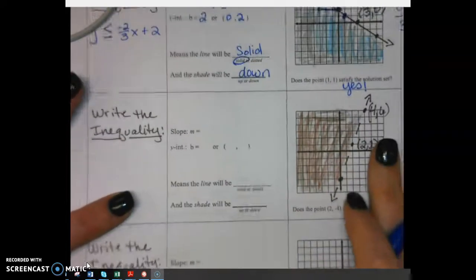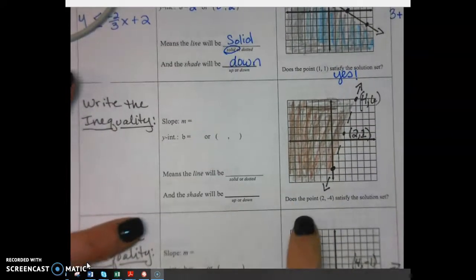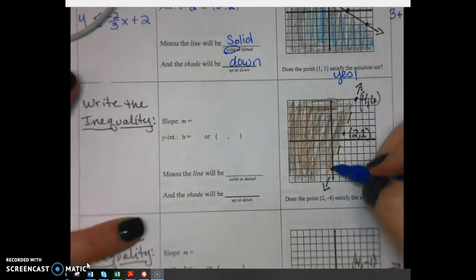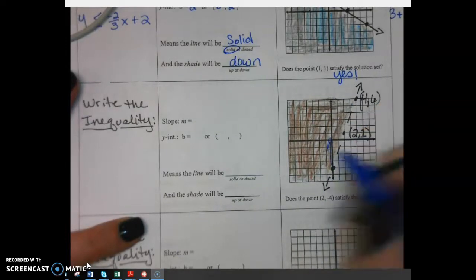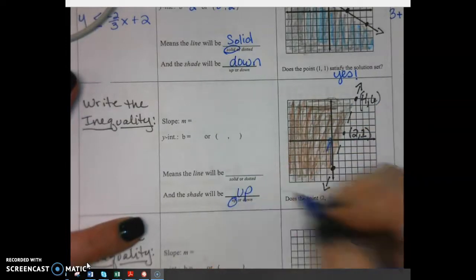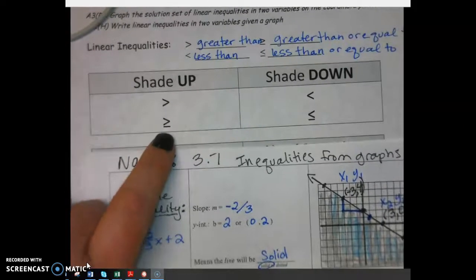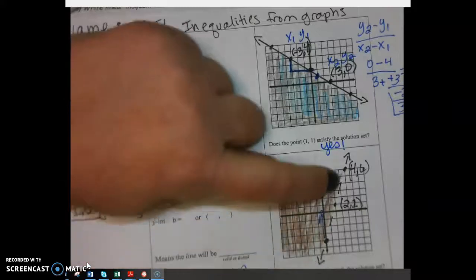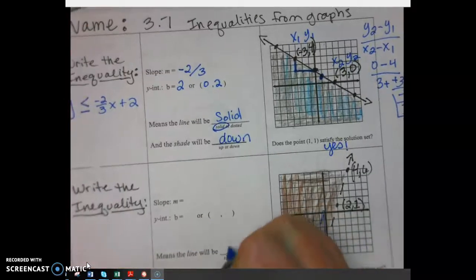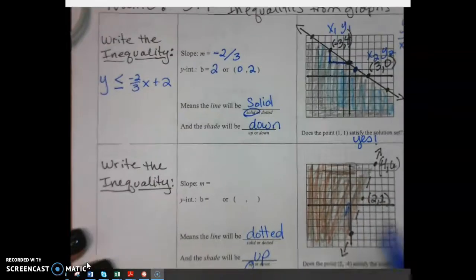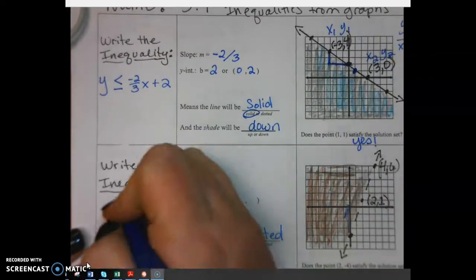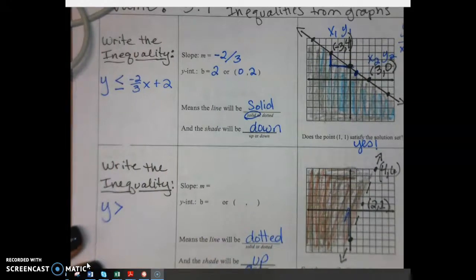Okay, let's do another one. Write the inequality. My shade. So look here. It's going up. So that means that my inequality, shade up, has to be greater than. My line is dashed or dotted. So that means it's not equal to. So that means y is greater than.